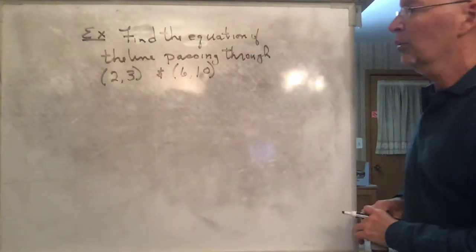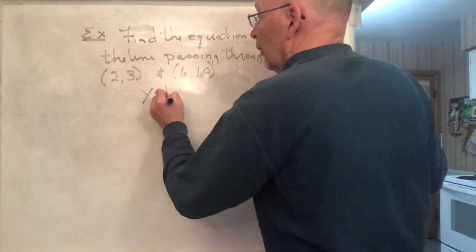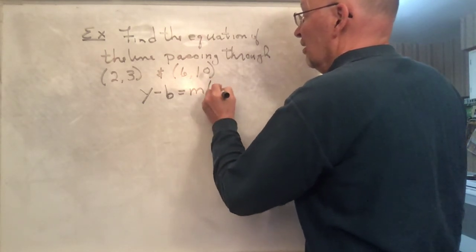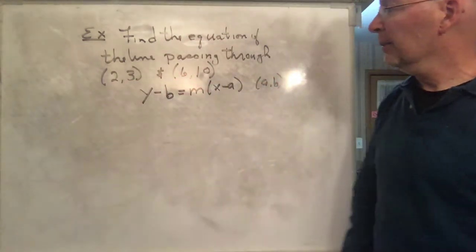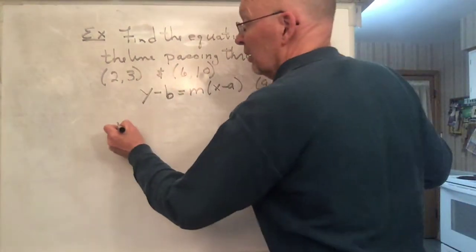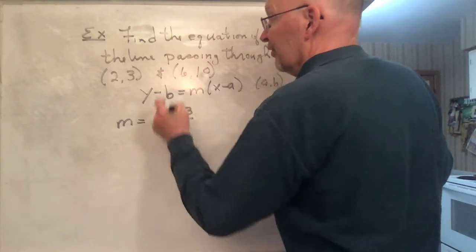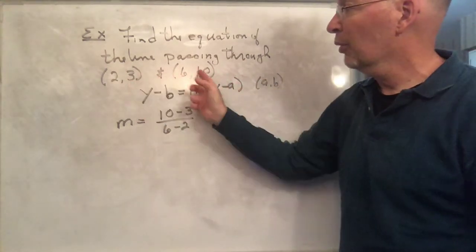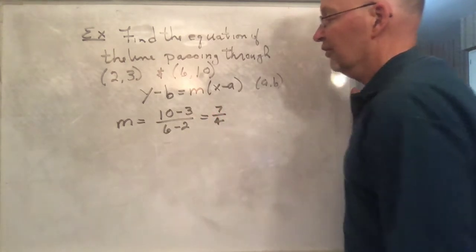Well, notice we only have one of the two things we need. Just to remind ourselves again, here's the equation of a line passing through this point. Well, we have 2 points, so no problem with that, but we don't have the slope. However, we do have 2 points on the line, so we can easily find the slope. So the slope is going to be what? 10 minus 3 all over 6 minus 2, because those 2 points are on the line, so the change in the y values over the change in the x values, which is going to be what? 7/4. And so there's the slope.